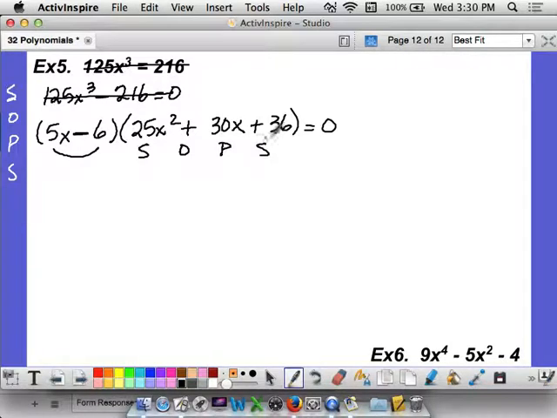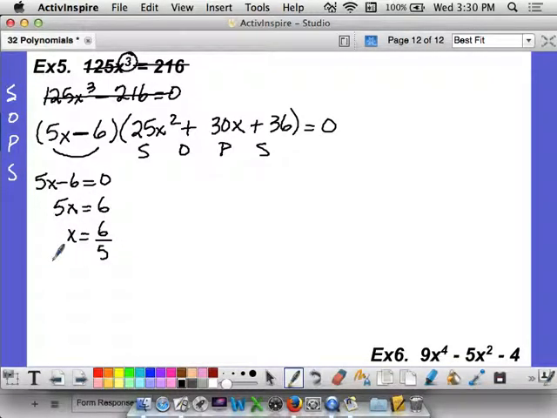So here's my binomial times my trinomial. Again, when I go back and remember, this 3 up here reminds me that I'm going to have 3 answers. Here's this first one: 5x minus 6 is equal to 0. Solve for x. x equals 6/5. So there's my first answer right there.